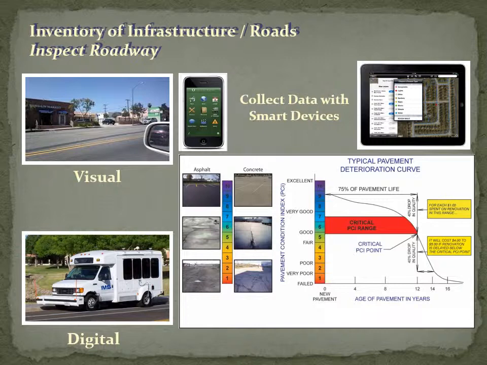The automated method involves a vehicle equipped with lasers and cameras riding the streets to collect the information. The data is then downloaded into a GIS pavement management application for further processing. The typical pavement deterioration curve shows that rehabilitation costs can quadruple if left unchecked for too long.